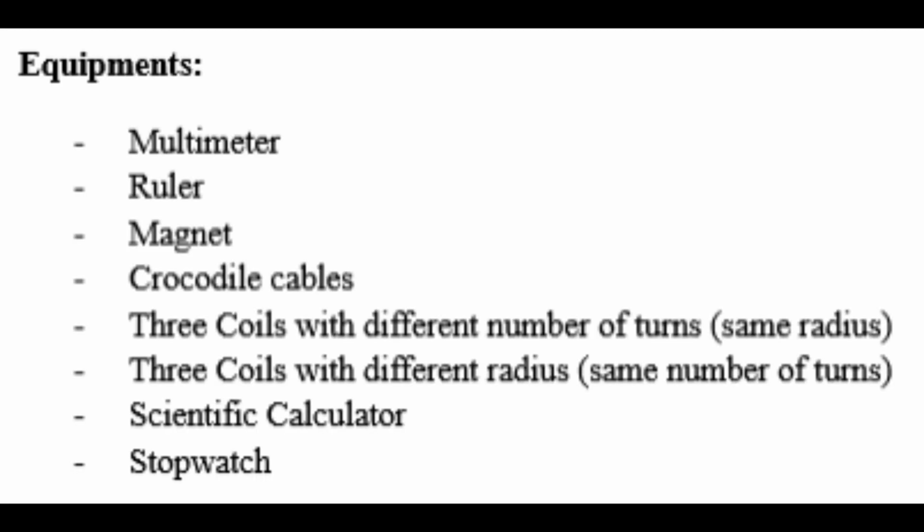The materials I used in this experiment, as can be seen here, are a digital multimeter, a ruler, a magnet, crocodile cables, 3 coils with different number of turns and the same radius, 3 coils with different radius but the same number of turns, a scientific calculator, and a stopwatch.